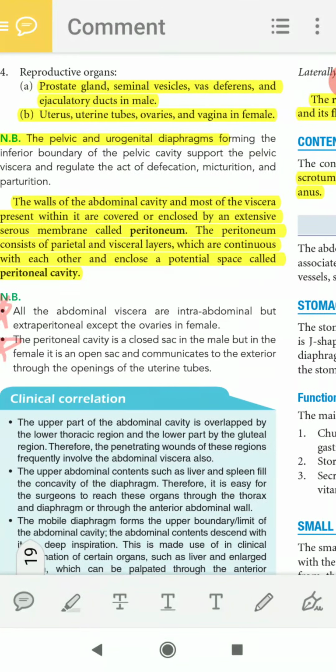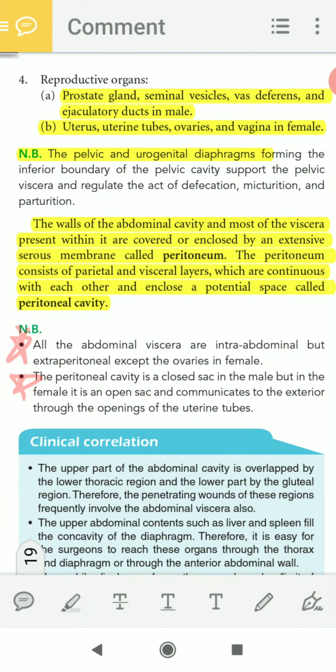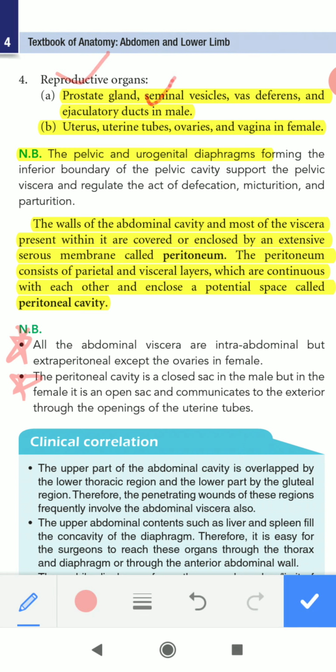Now, the most important structures in the pelvic cavity are the reproductive organs. In the male: the prostate gland, seminal vesicle, vas deferens and ejaculatory ducts. These are the male reproductive organs that lie within the pelvic cavity. Never say the penis and scrotum, because these are extra-abdominal organs. And in the female: the uterus, uterine tubes, ovary and vagina.